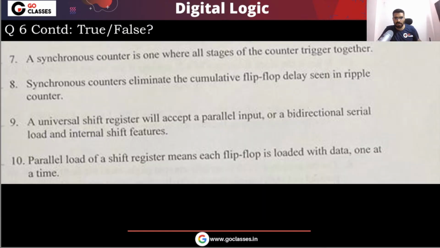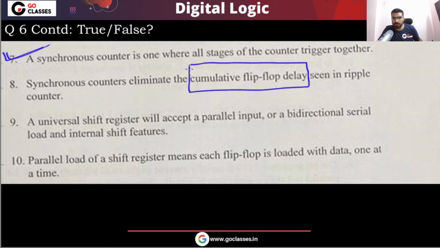Now let's move on. True or false? A synchronous counter is one where all the stages of the counter trigger together. Yes, this statement is true. Synchronous counters eliminate the cumulative flip-flop propagation delay. Who has this problem? The cumulative flip-flop delay problem is in ripple counters. Ripple counters have this problem.